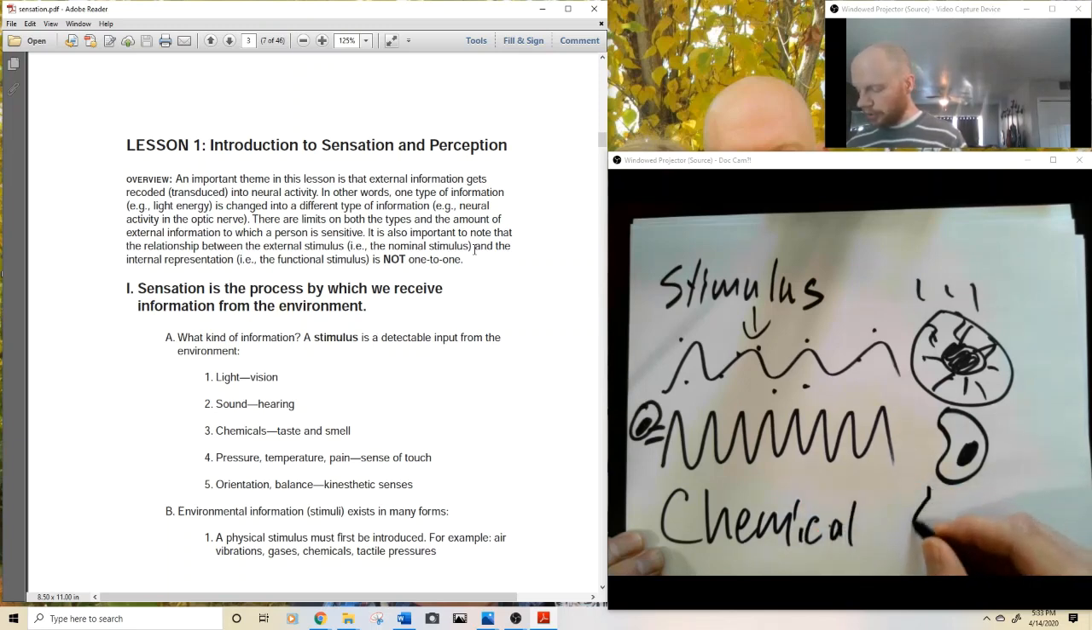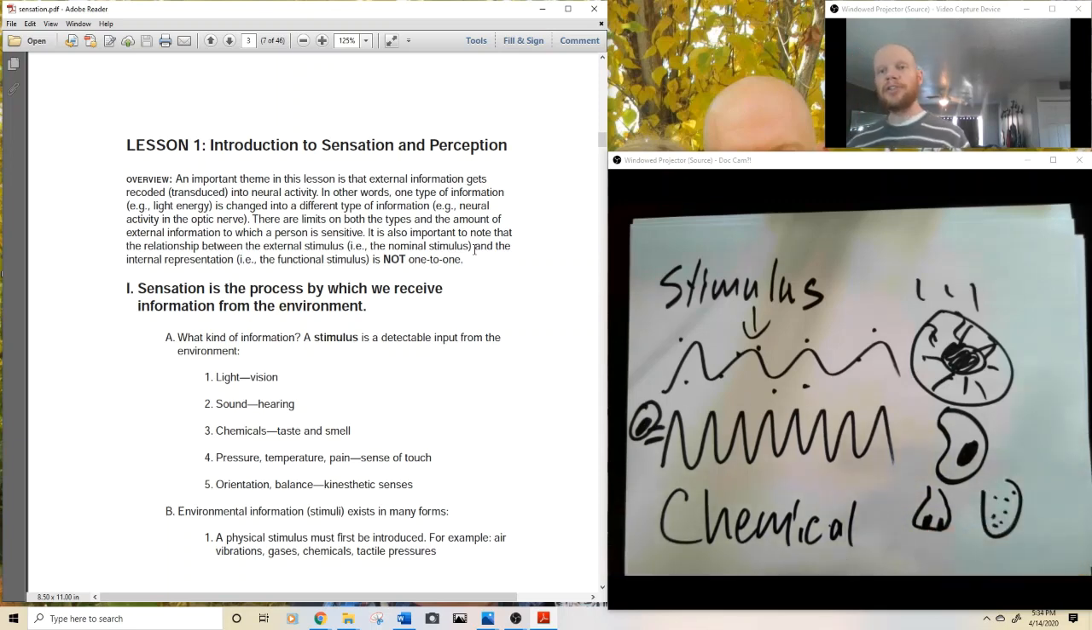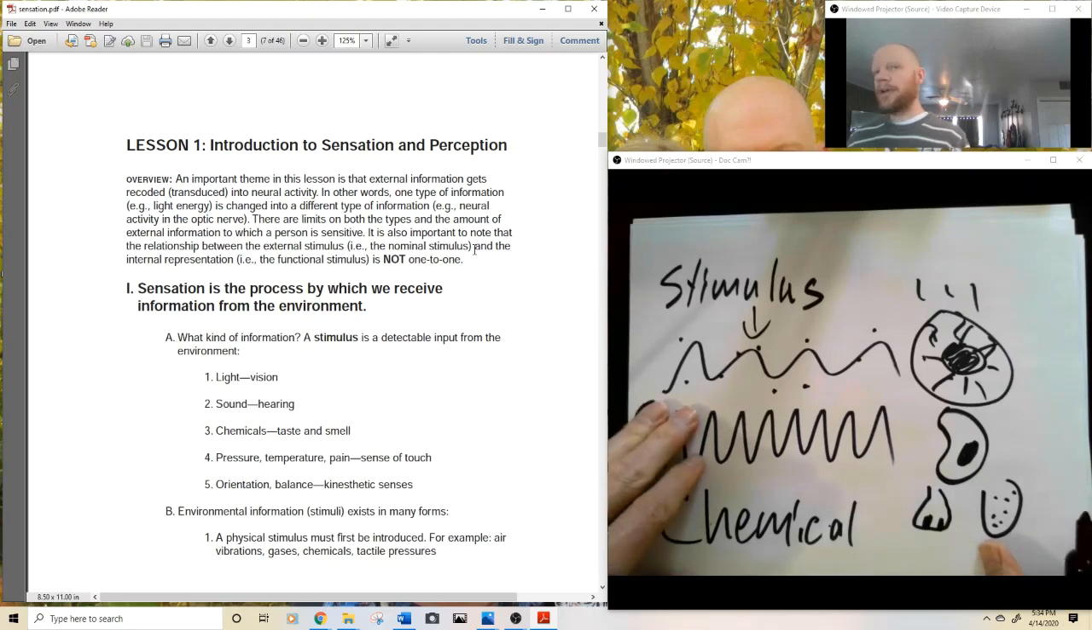Here's a nose for smell, and for taste, there's a tongue. Those are chemicals. What actually is happening with smells and tastes is kind of cool: the chemicals come in and attach to a receptor in your mouth or in your nasal cavity, and that chemical then sends a signal to your brain. So what's the chemical? Well, it's generally found in the thing that you're tasting.